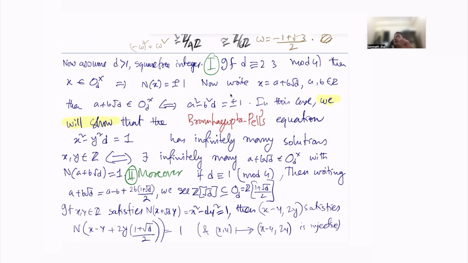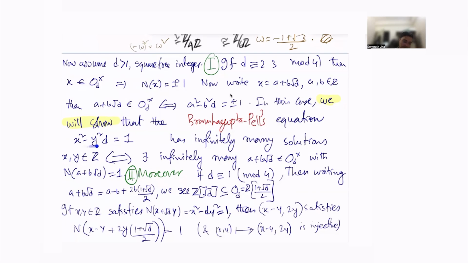This is a famous equation. It is actually incorrectly attributed to Pell, who had very little to do with it. It was certainly discovered by Brahmagupta, the ancient Indian mathematician, and he discovered that it has infinitely many solutions. So if x, y belong to Z, then we'll show that there are infinitely many a plus b root d in O_d star with norm equal to 1. That means this equation has infinitely many solutions.